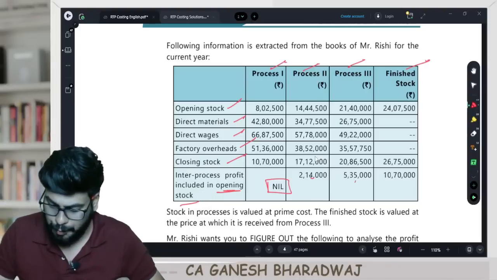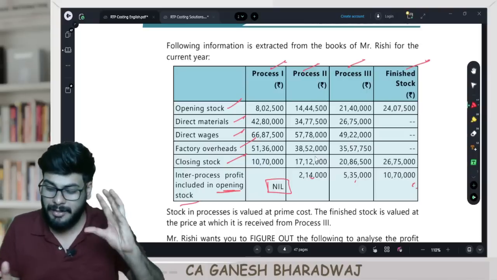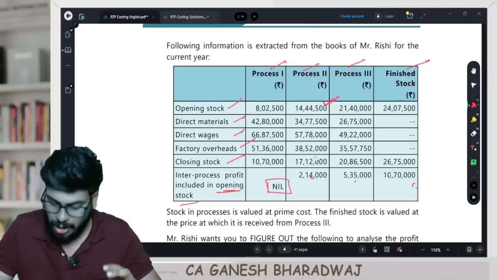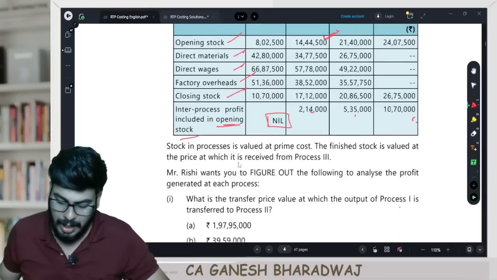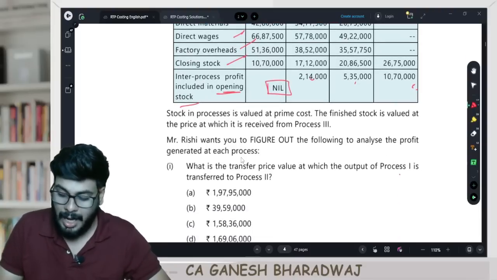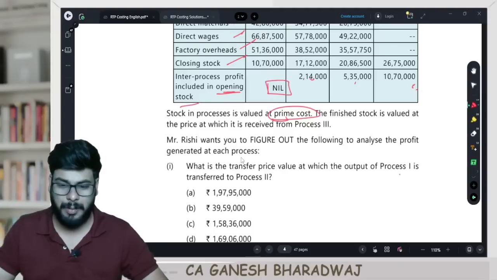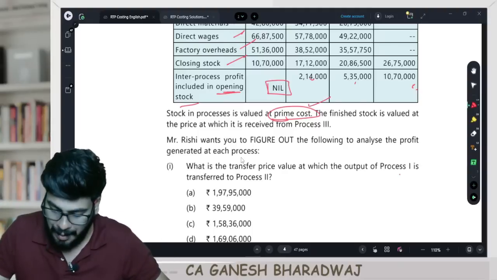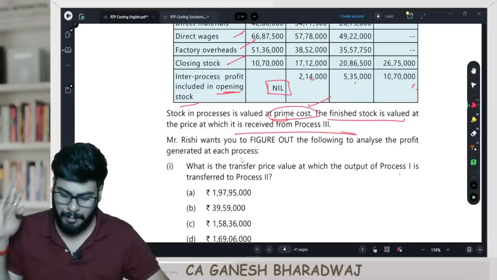Whereas the other two processes and the FG stock have some transfer price involved in them, which has some profit. In the opening stock, some profit component is also involved. Are you clear with this? So now, the stocks in process are valued at prime cost. Very, very important. That is P1, P2, P3. The stocks are valued at prime cost. The finished stock is valued at the price at which it is received from process 3.